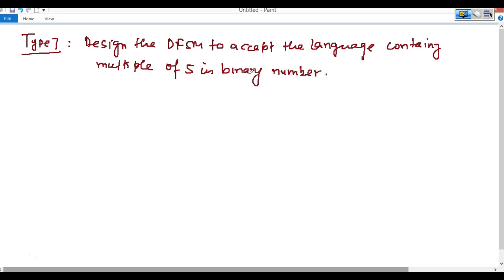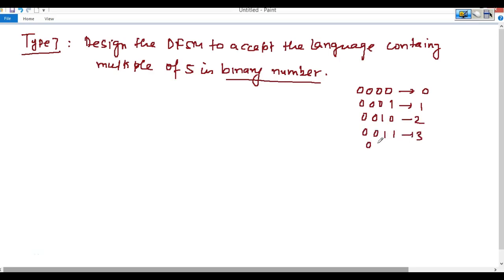This is the difference here: the input should be accepted in binary form. Consider the input 0 0 0 0 in binary, that is represented as 0. 0 0 0 1 is 1, 0 0 1 0 is 2, 0 0 1 1 is 3, 0 1 0 0 is 4, 0 1 0 1 is 5, 0 1 1 0 is 6.